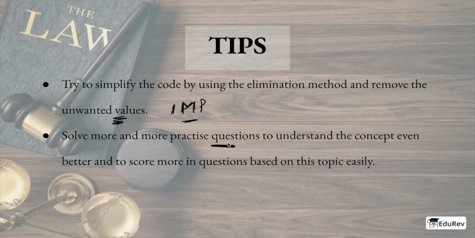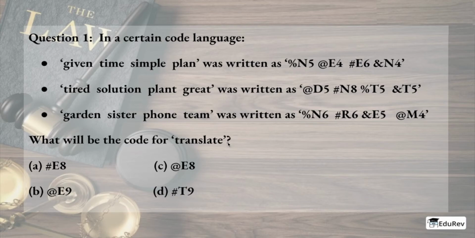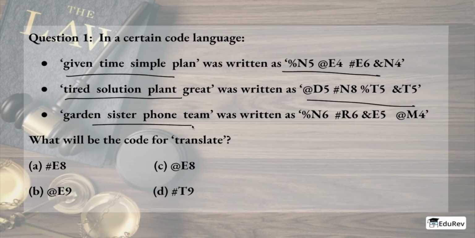Let's move forward. Now, let's revise these tips and tricks with the help of a question. What does this question say? In a certain code language, the line "given times simple plan" is written in this format, "tried solution plan great" is written in this format, and "garden system sister phone team" is written in this format. Now we need to find the code for "translate". So how to do this? Either it's this or this or this or this. So what's the answer? The answer is B.